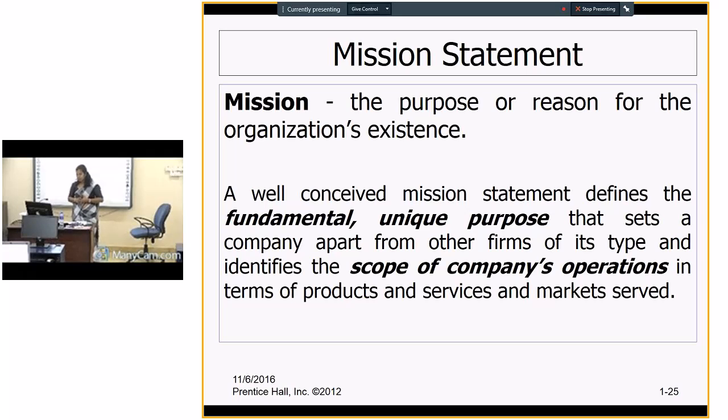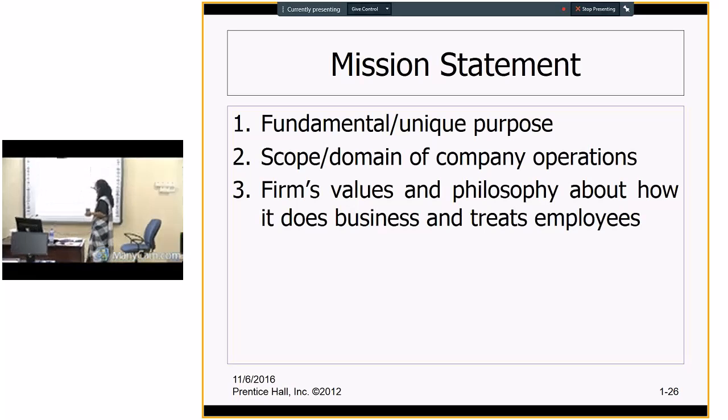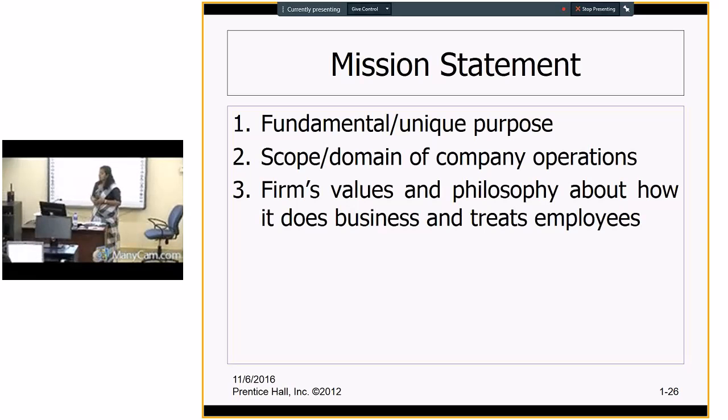Understood? Okay. Yes, we can do it in a practical manner, looking at what kind of missions there are. In the mission statement, as I mentioned, we have to highlight our unique or fundamental purpose, and also the scope of the company's operations, the products and services they are offering, and the firm's values and philosophy about how it does business and treats employees. That means we have to highlight the values or philosophy of the company.